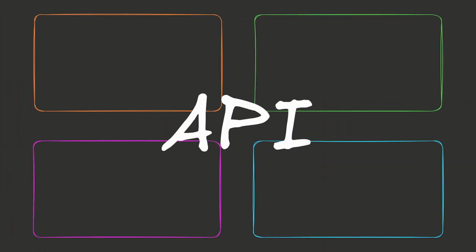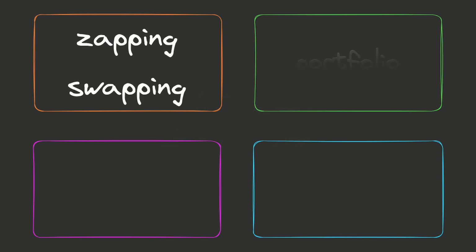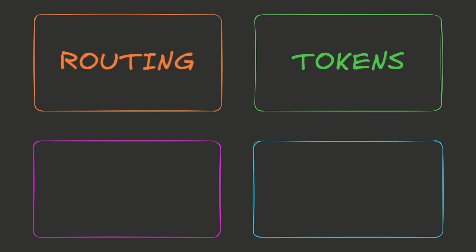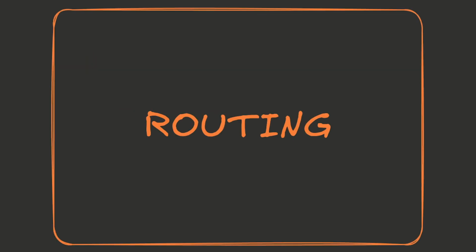a couple of shortcuts. In this video, we'll explore the APIs that help you bring your ideas to chain, enabling zapping and swapping, portfolio management, automation, and, insert your cool DeFi idea here. The Enso API is organized into four main categories: routing, tokens, integrations, and DeFi data. Let's dive into each one, starting with routing.